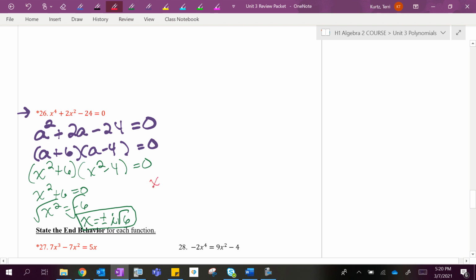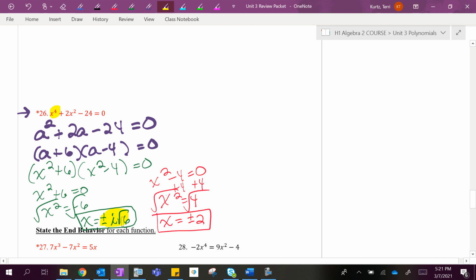The second piece, I say x squared minus 4 equals 0. Add 4. I get x squared equals 4. I take the square root. 4 is positive and a perfect square, so x equals plus or minus 2. Again, I started with an x to the 4th, so I'm expecting 4 roots, plus or minus i radical 6, plus or minus 2 gives me those 4 roots.